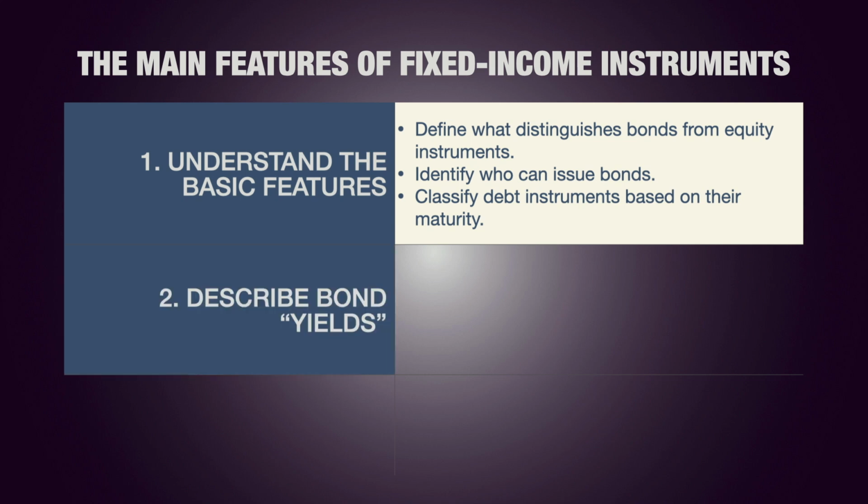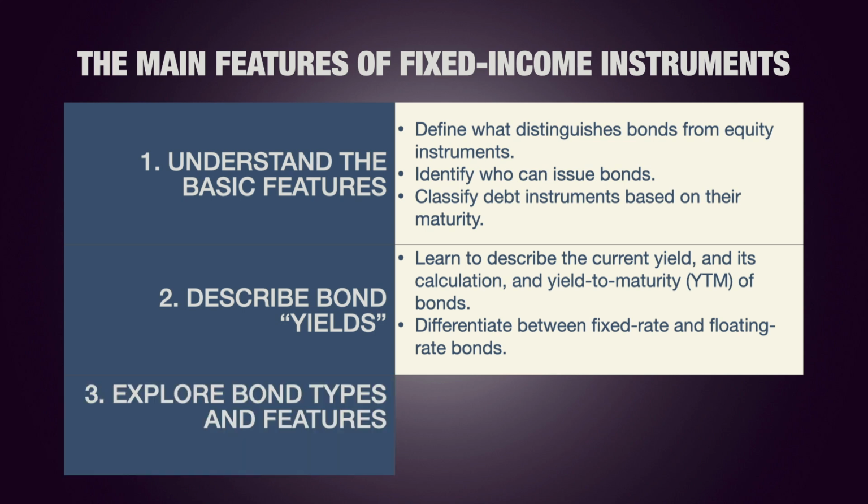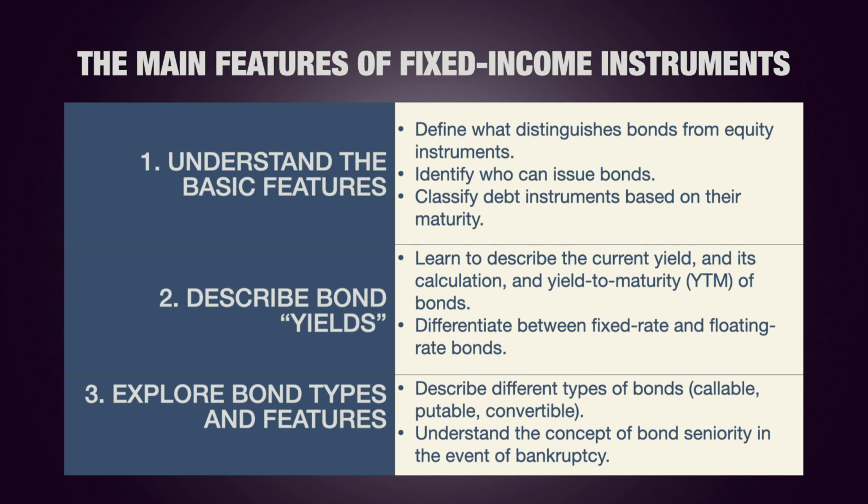Then I ask you to describe bond yields. Learn to describe the current yield and its calculation, and more importantly, yield to maturity of bonds. And differentiate between fixed-rate bonds and floating-rate bonds. Third, can you explore bond types and their features? Describe different types of bonds, callable, puttable, convertible, and understand the concept of bond seniority in the event of bankruptcy.